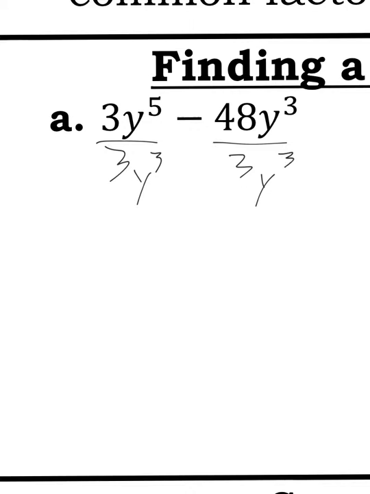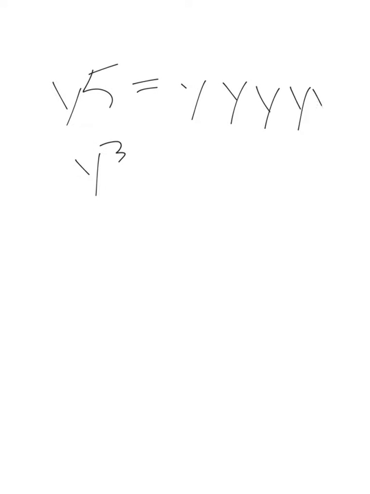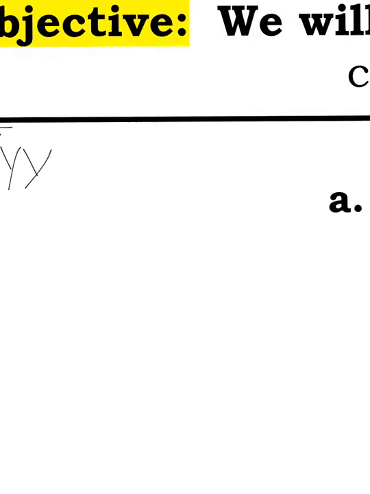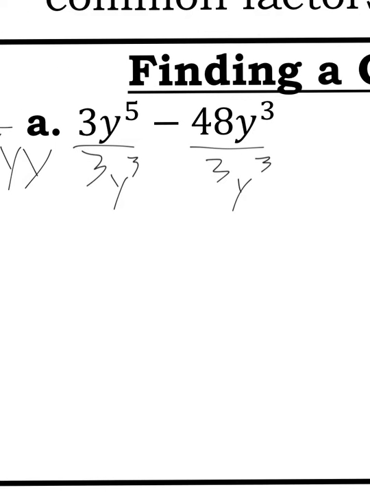And if you ever get confused by stuff like that, if I were to just write y to the 5th power and y to the 3rd power. Y to the 5th power is basically 5 y's multiplying times one another. And y to the 3rd power is 3 y's times one another. So what do they have in common? 3 y's multiplying times one another. So that is the long explanation as to why you just pick the lowest power.